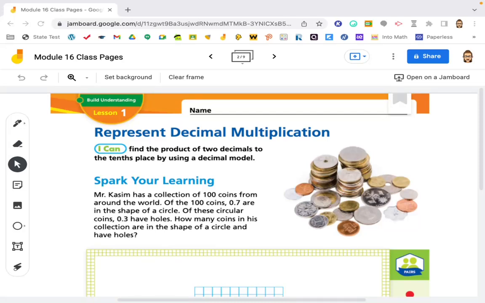Hello, my mathematicians. Today we are looking at Module 16, Lesson 1, which is all about representing decimal multiplication. Hopefully by the end of this lesson, you'll be able to find the product of two decimals to the tenths place by using a decimal model.